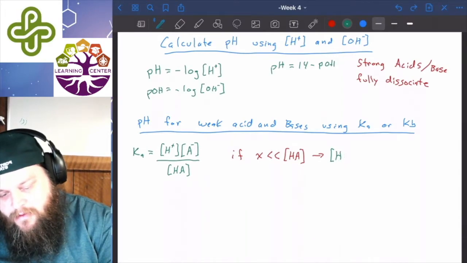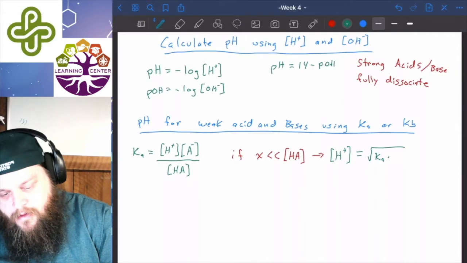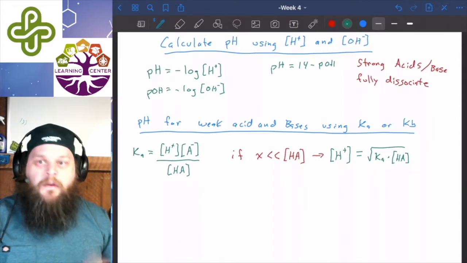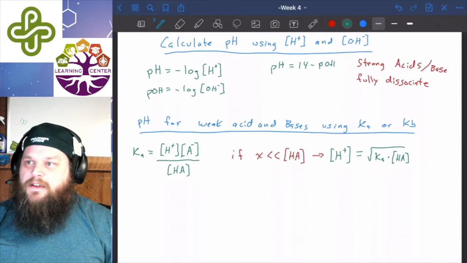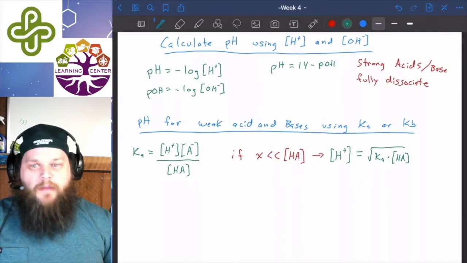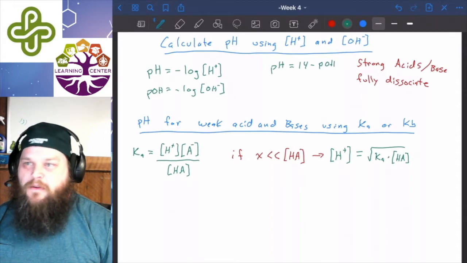Oops, drew that wrong. Boom. x is equal then to the square root of Ka times HA. So that's the Ka value times the concentration of the acid. And to find the Ka values of these things, we can usually look them up in tables, because a lot of people have experimentally figured these things out for us in the past.